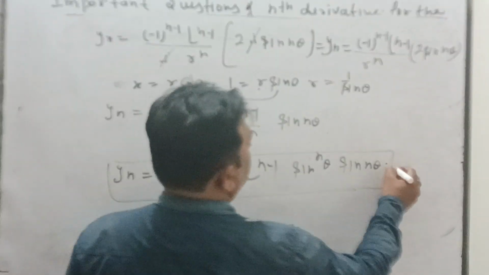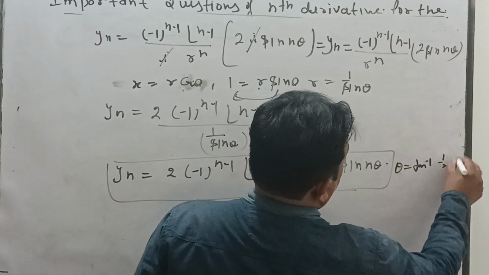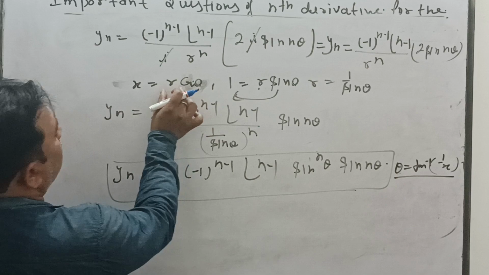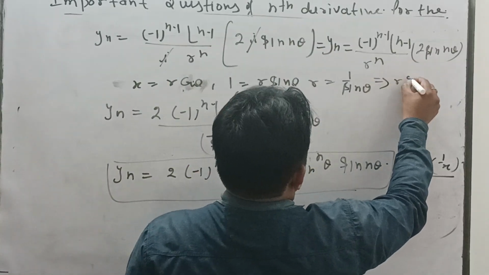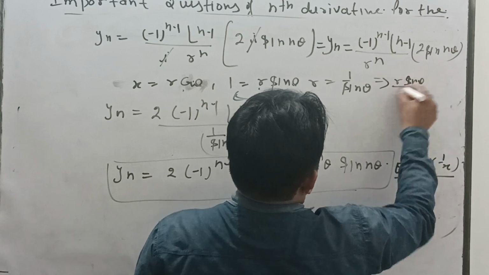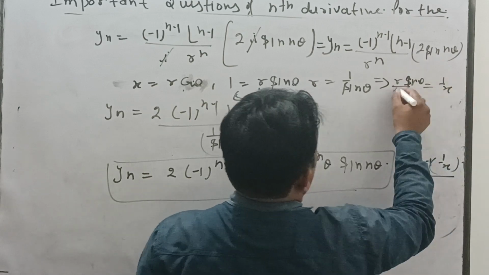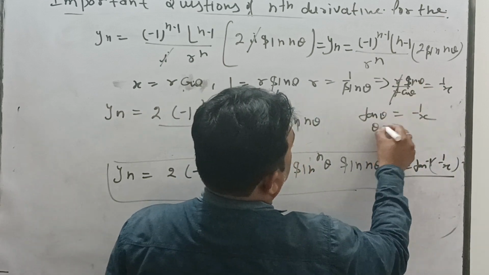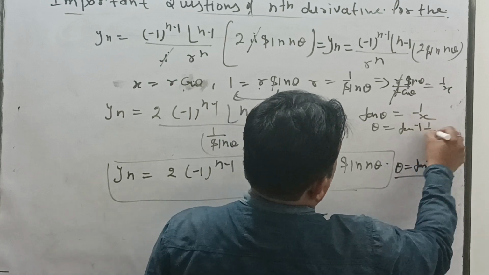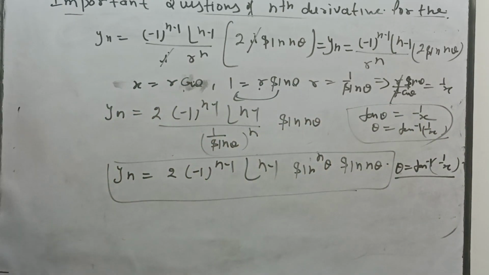And here write θ equals tan inverse of 1 by x. We divide these values by each other: r sin θ upon r cos θ equals 1 by x. Cancelling out, tan θ equals 1 by x, then θ equals tan inverse of 1 by x. Okay, do you all understand? Please make a note.